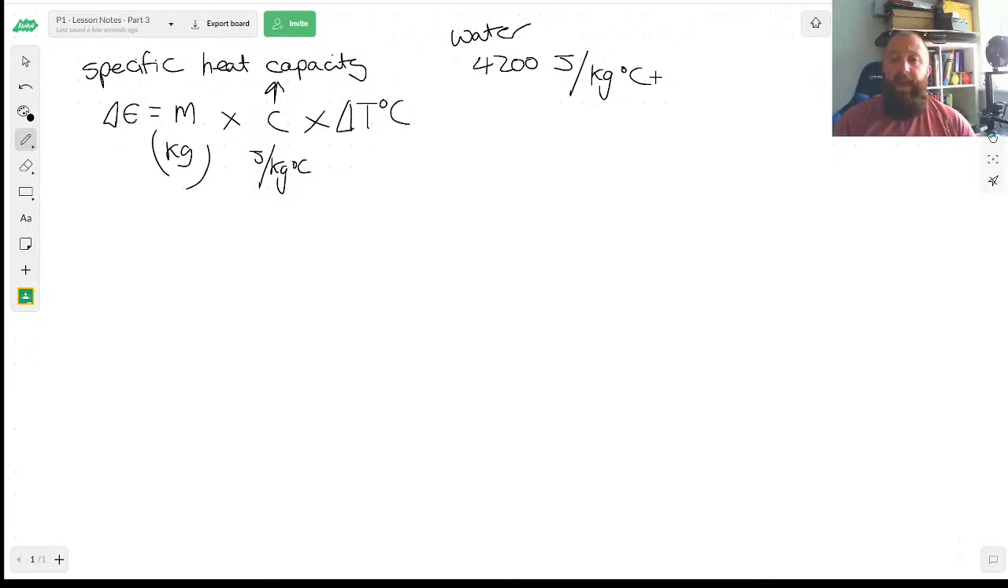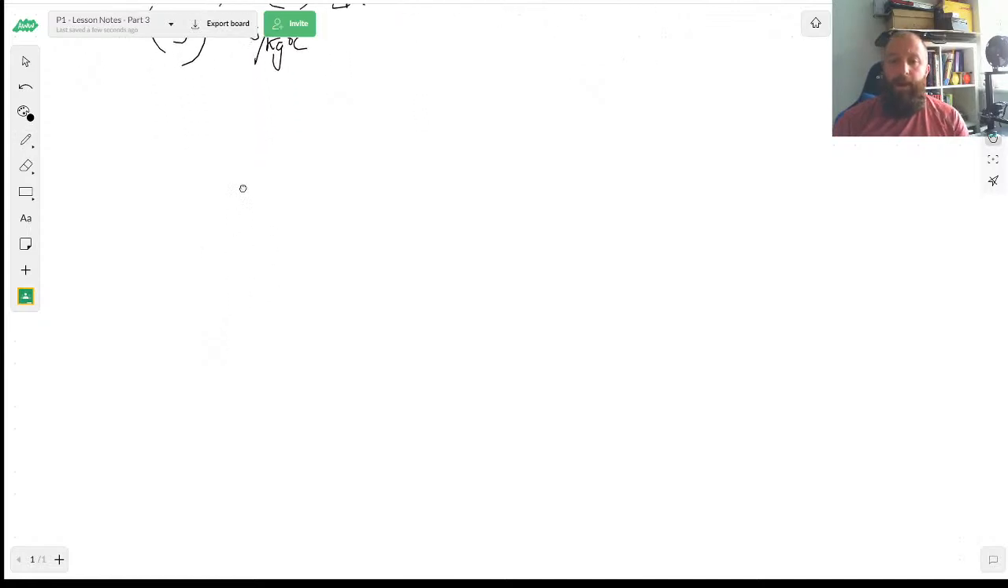Now, one of the required practicals that you need to be able to do, in order to explain specific heat capacity, and there are quite a few YouTube videos on this, so I'm not going to demonstrate it, but we'll talk through how to do it, is to measure or calculate the specific heat capacity for a given substance. The method, whether we're looking at solids or liquids, is pretty much the same.